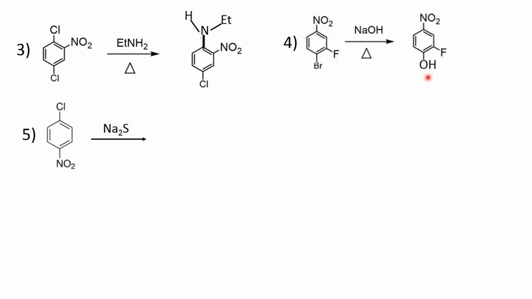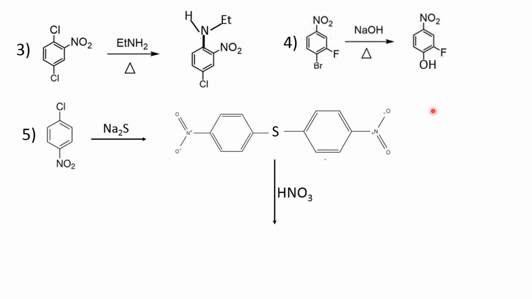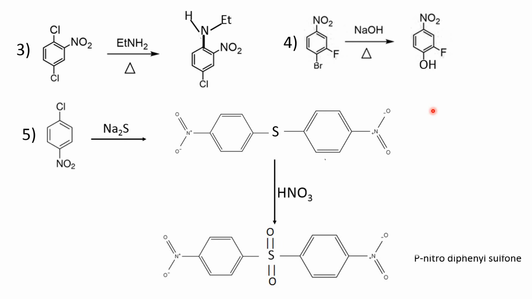Now fifth example, here is one interesting example. Here also the electron withdrawing group is in the para position. So this chlorine will be substituted by sulfide. This is S di-negative, S 2-. So this sulfide will attack here. Then it will have one more negative charge. Then what will happen? Immediately it will join with another molecule of this compound. Then you will get this product. And when it is oxidized by nitric acid, we will get this product, which is para-nitrodiphenyl sulfone.